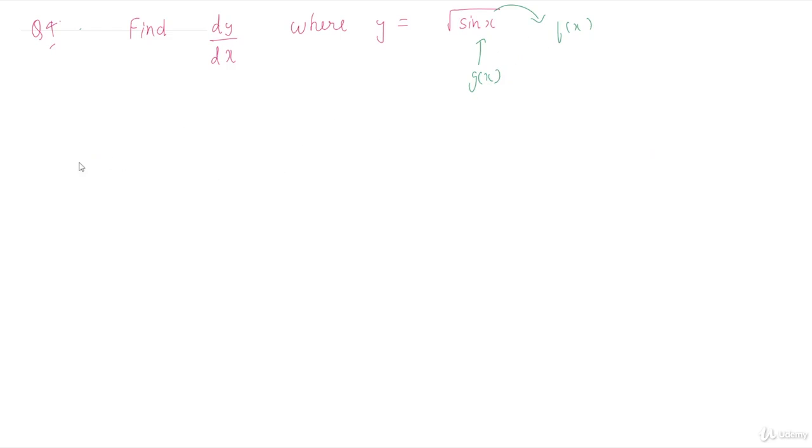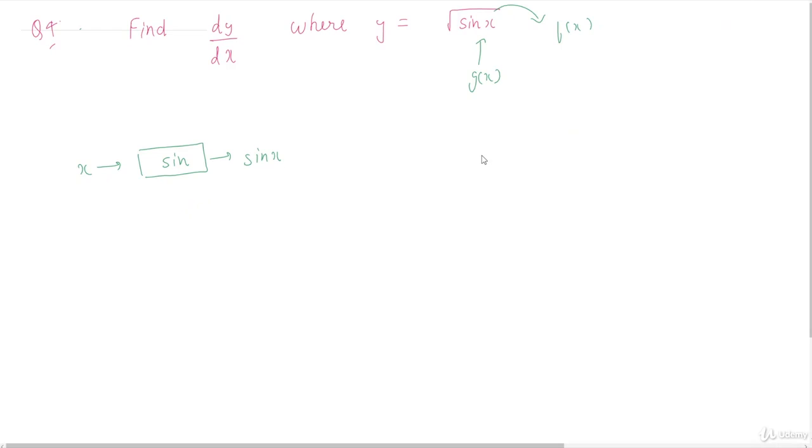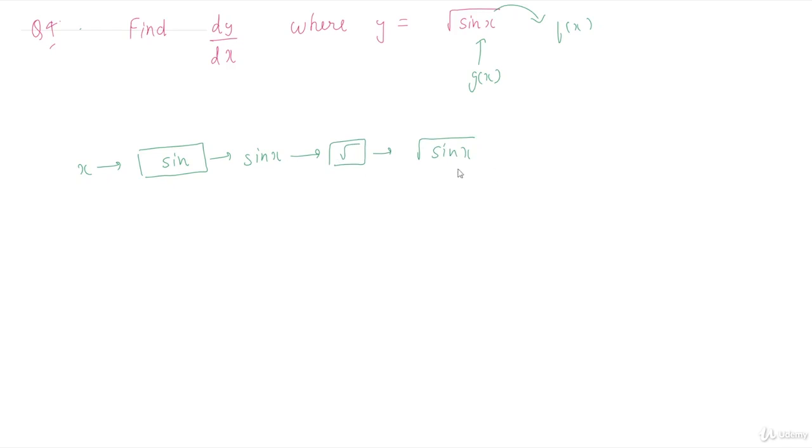So I'll try to explain it in another manner. Let's say we have an input variable as x and the function is sine. So when we pass x through this function, the output comes as sine x. And when this output, this sine x, is passed through another function which applies the root to the input, we get under root sine x as the output. So this is our composite function.